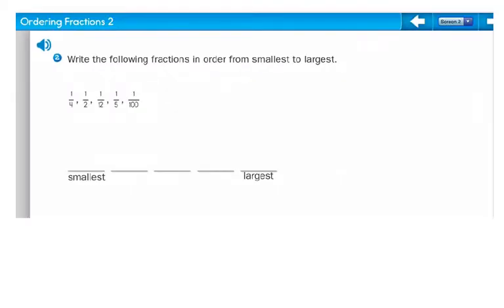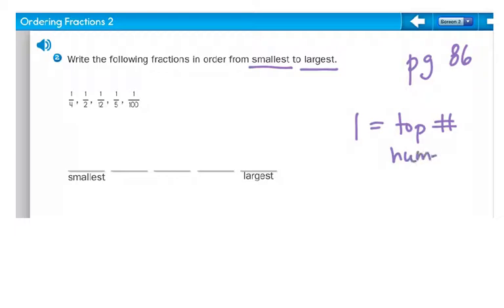Let's move back to page 86. Number 2, write the following fractions in order from smallest to largest. This time, all of the numerators are 1, which is the top number. Numerator. The bottom number determines how many equal pieces or equal sections.